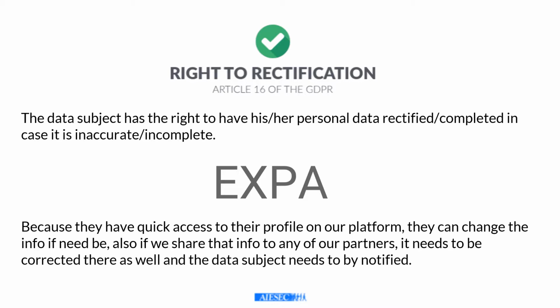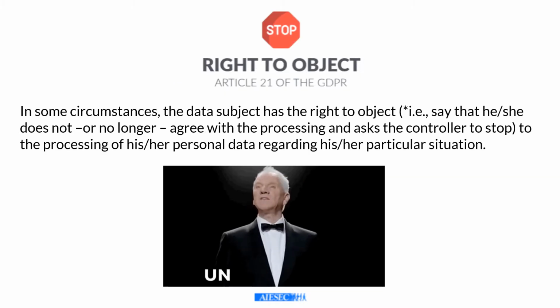They have the right to rectification, so if some detail is wrong or outdated, they have the right to request us to update the data, also for the things that we have possibly used outside of AIESEC.org. They have the right to object, so nowadays people have an opportunity to delete their AIESEC.org account. If they delete it, we no longer have their data, and they have the right to do so.